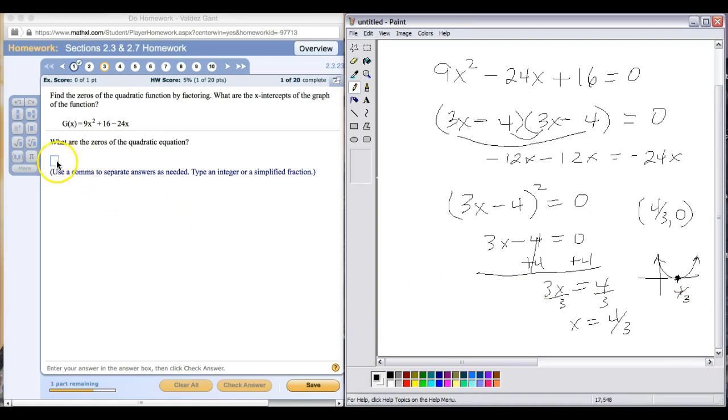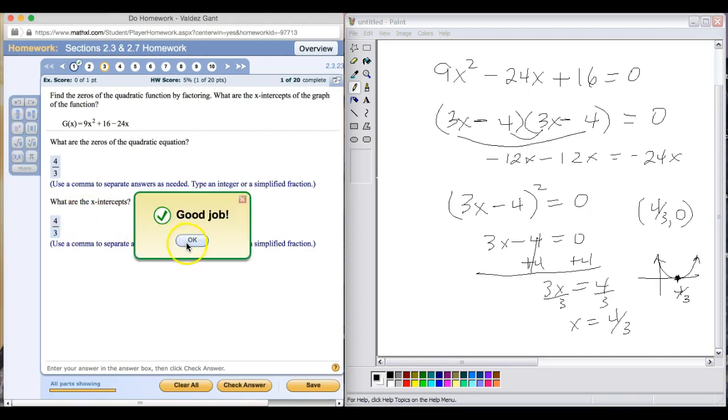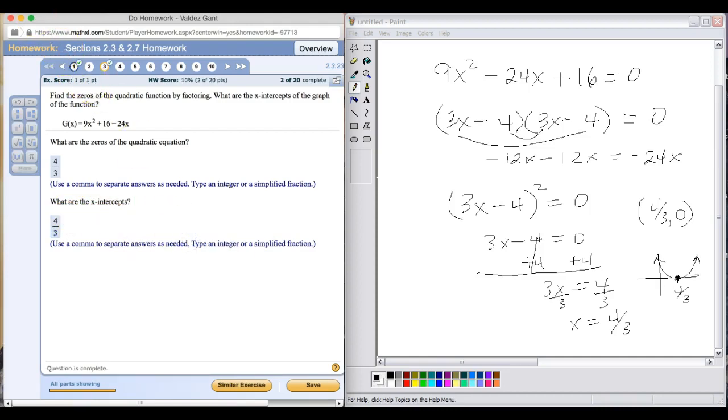So of course, if you come here and type it in, you should just get one answer, 4/3, and then the x-intercept doesn't ask us to put it as an ordered pair, so you can do 4/3 again. All right, so we'll go ahead and go on to the next problem.